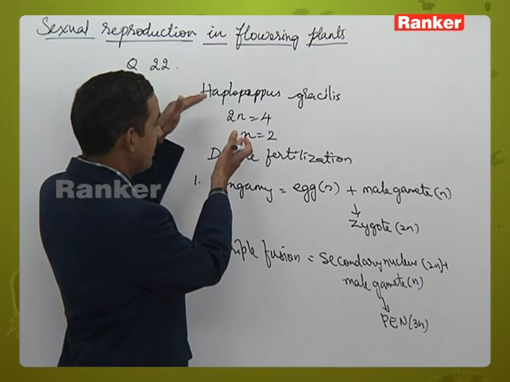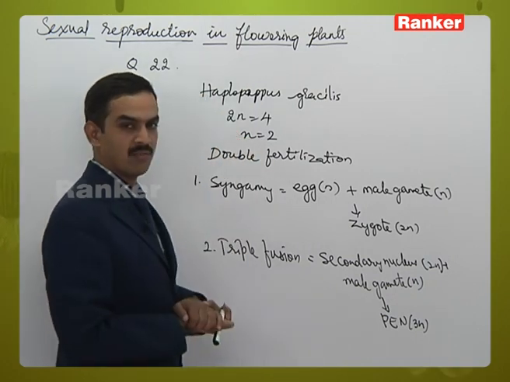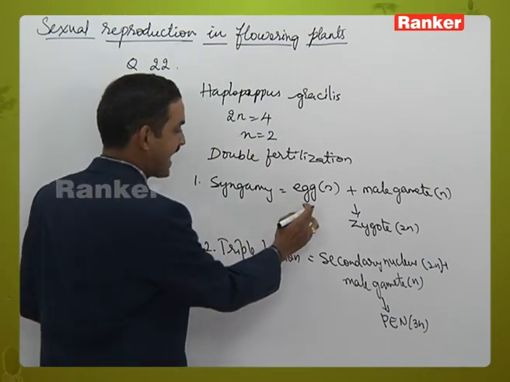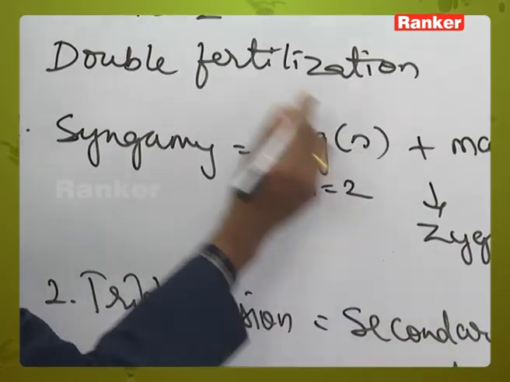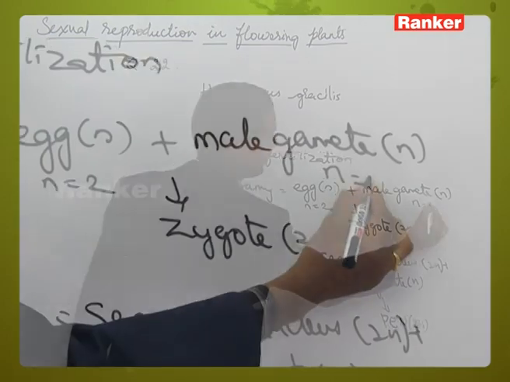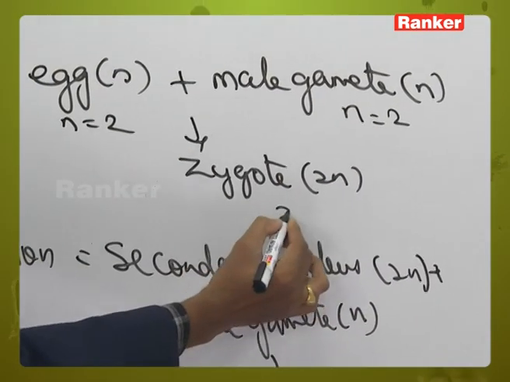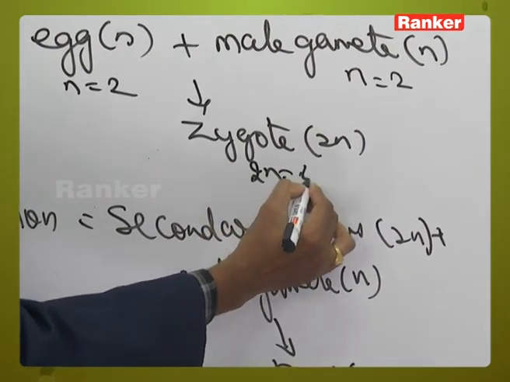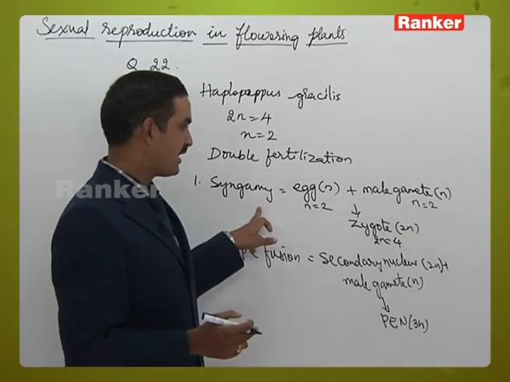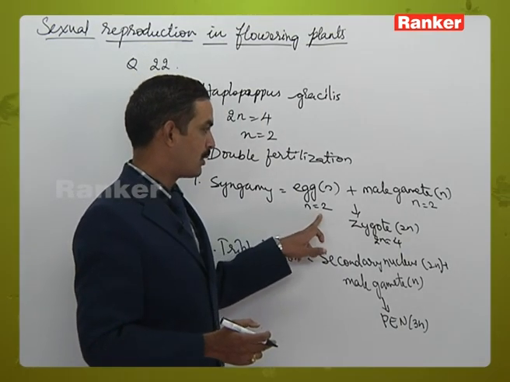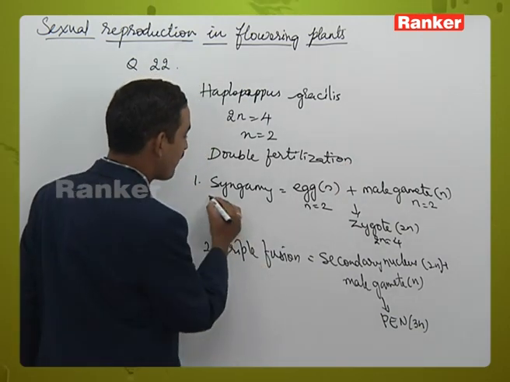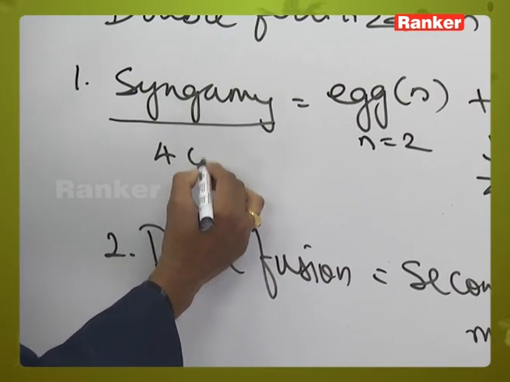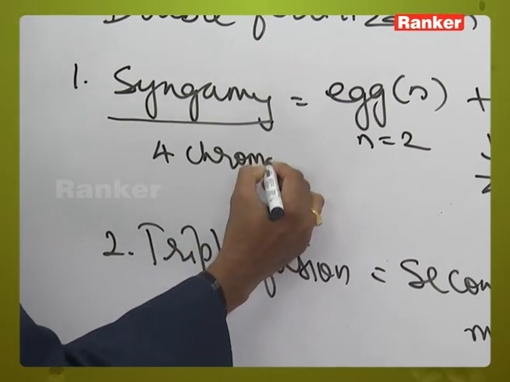Now let us incorporate the chromosome values. The egg, which is n, equals 2, and the male gamete, also n, equals 2, give the zygote 2n, which equals 4. That means during the syngamy process, the 2 chromosomes in the egg and the 2 chromosomes in the male gamete take part, so a total of 4 chromosomes take part in the fusion.